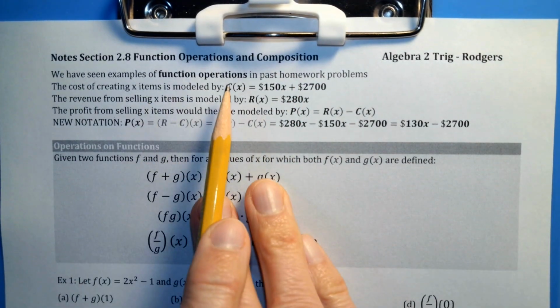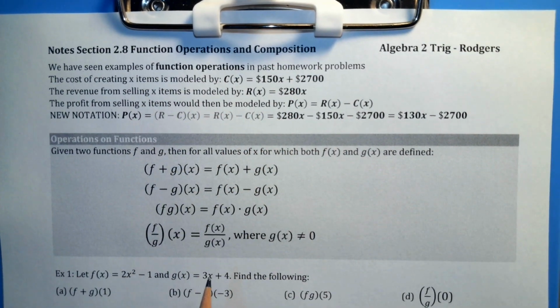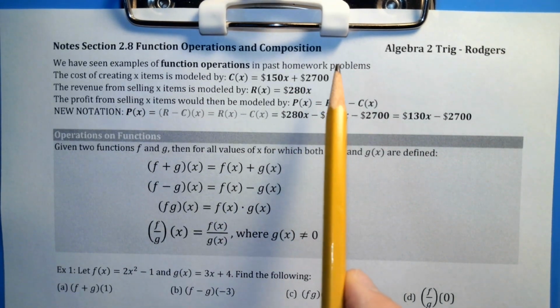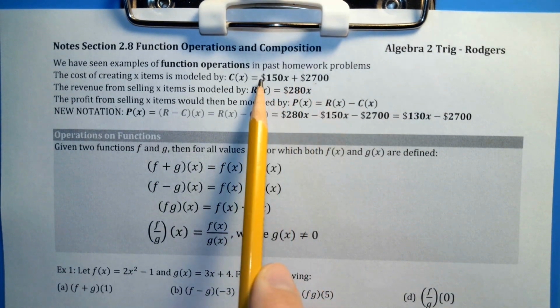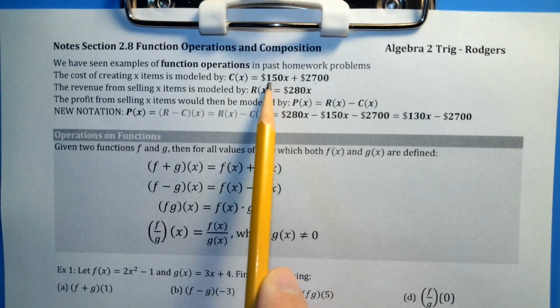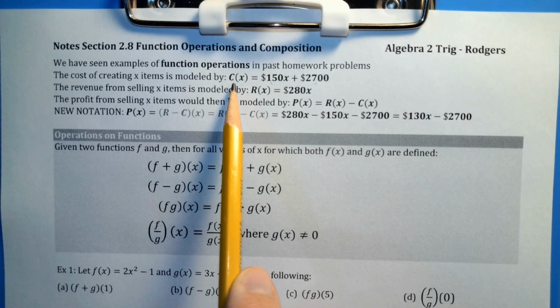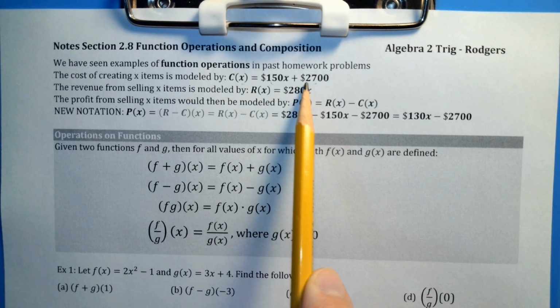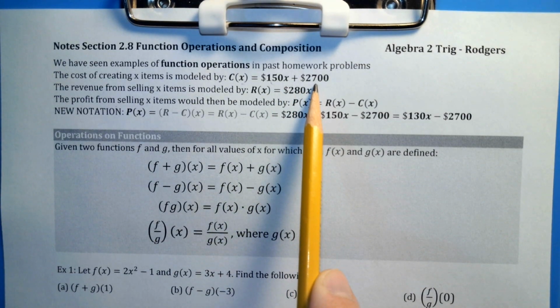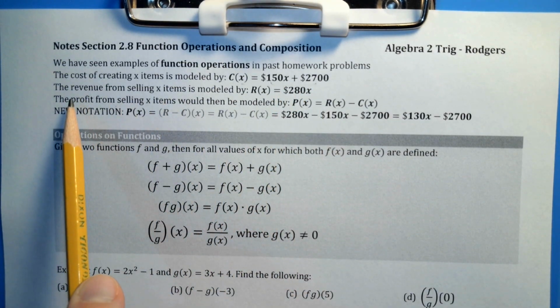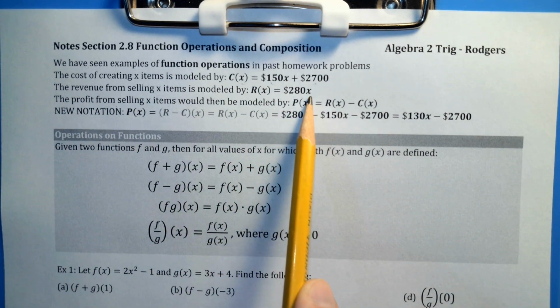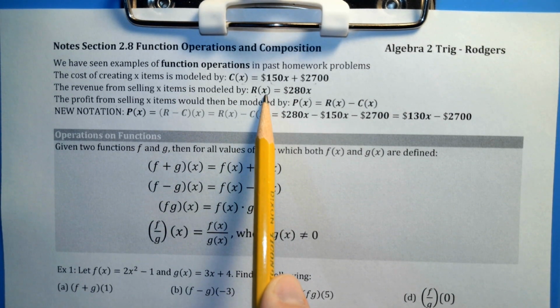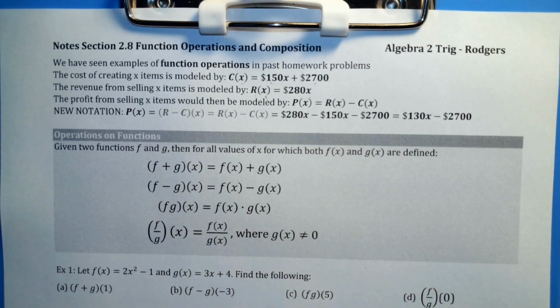All right, so function operations, we've already done this before. In past examples, we've looked at the cost of creating X items. Fixed costs, each item costs $150. So the cost function, C of X, is 150X plus $2,700. That's the cost of creating X items. The revenue for selling X items will be 280X. So R of X is the revenue, and that's $280.